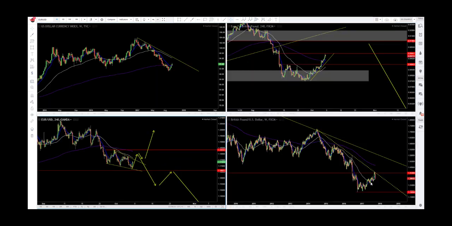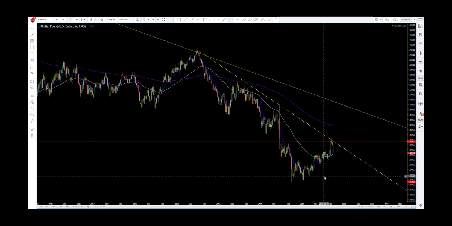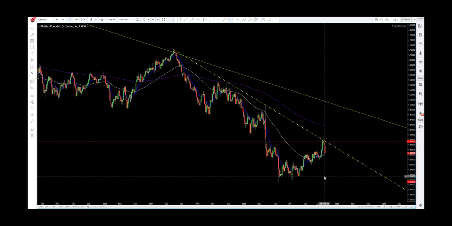Now let's go on to pound dollar. Let's see what's going on there. We saw a major rejection off this trend line. I've been watching this trend line for probably the last couple of weeks, and finally price has moved into that level.